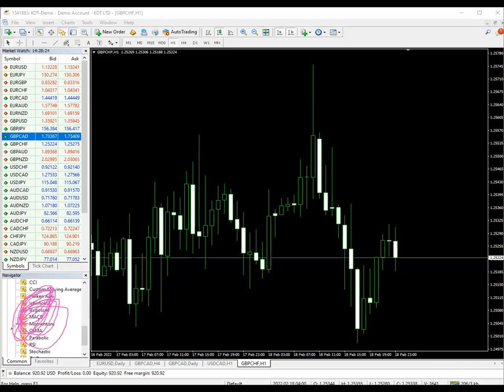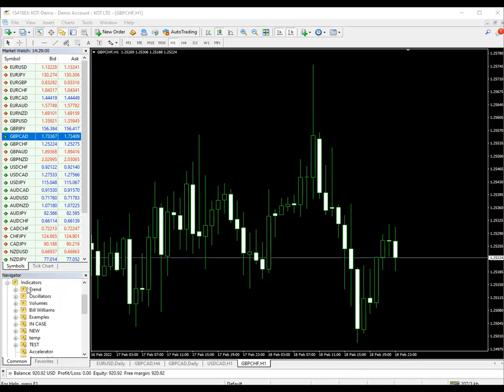You can either come here and look for the moving averages and plot them on the chart, or you can come to the top here and come to insert. At the top menu, after file and view, you see insert. So these are the two areas where you can bring your moving averages. So let's do that. First of all, let's go to the navigator panel here and look for trend.